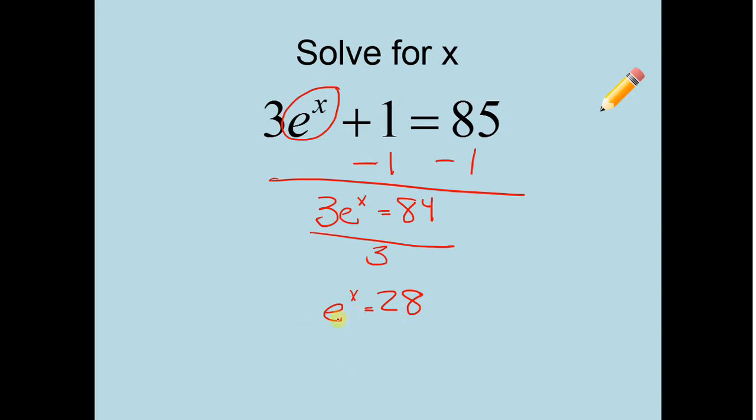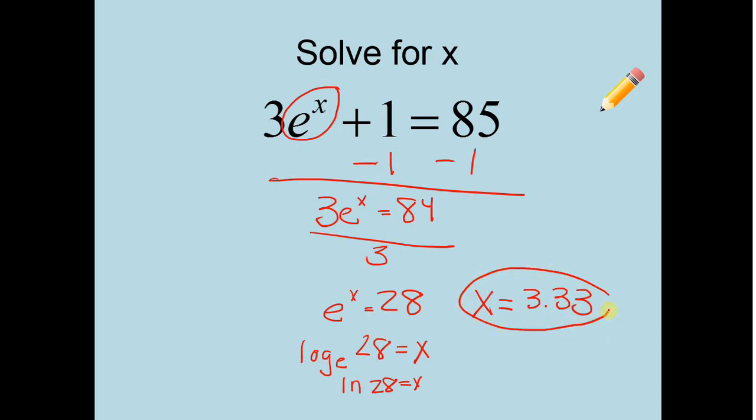So I'm stuck in e form. Can't get to that x. Let's go to log. So log base e of 28 equals x, which is ln of 28 equals x. So ln of 28 on your calculator, if you type that in quick, you will get x equals 3.33 approximately. And that does work out in your equation.